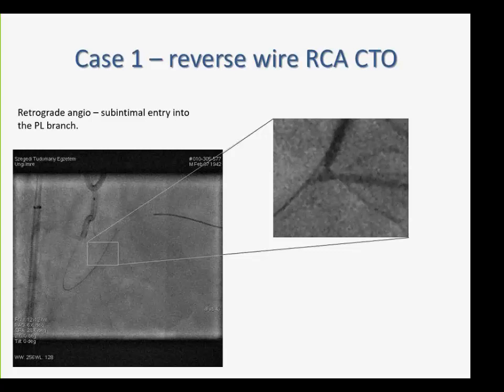So at this phase, we changed the Fine Cross to a dual lumen catheter. It was a Twin Pass, and we tried to find the true lumen entry of the posterolateral branch. Unfortunately, it was not successful. We repeatedly got into the subintima of the PL and the PD as well.